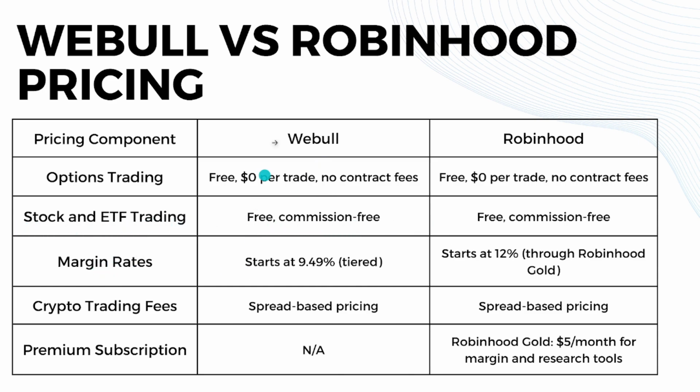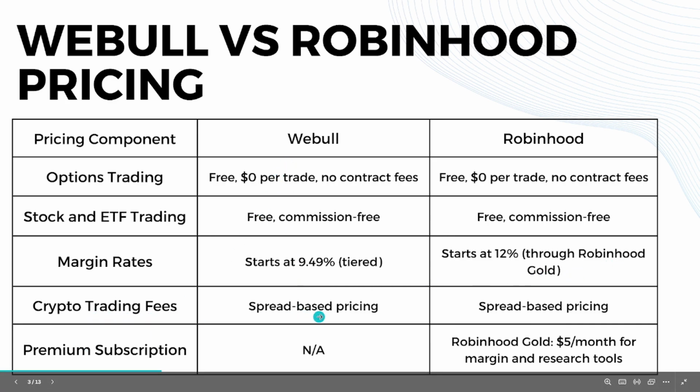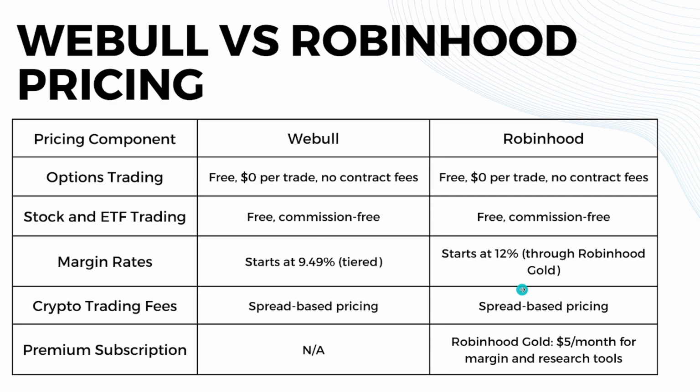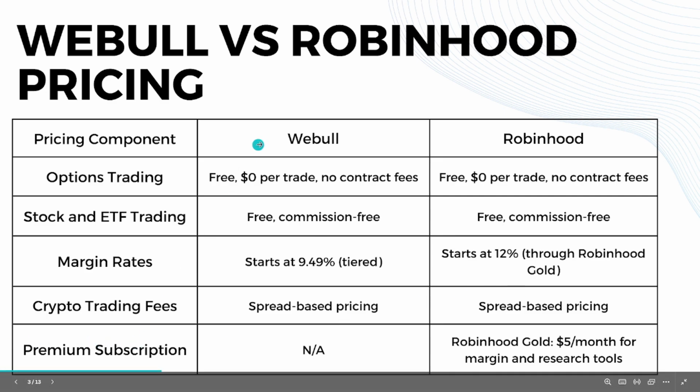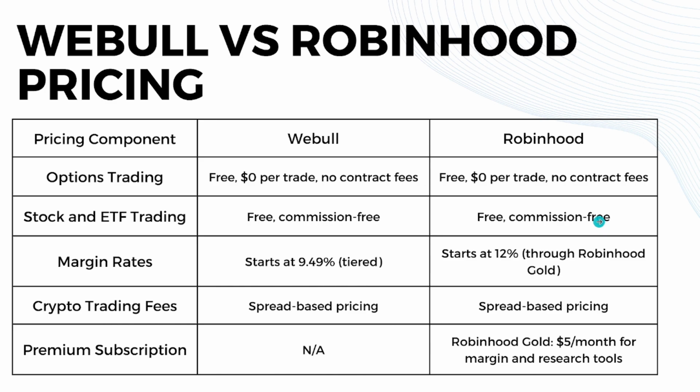For margin rates, Webull starts at 9.49%, which is tiered, while Robinhood starts at 12% through Robinhood Gold. For crypto trading fees, Webull uses spread-based pricing, same thing with Robinhood. Lastly, for premium subscription, Webull doesn't have any premium subscription, while Robinhood has a Robinhood Gold subscription, which is $5 a month for margin and research tools. So that's it for the pricing comparison.